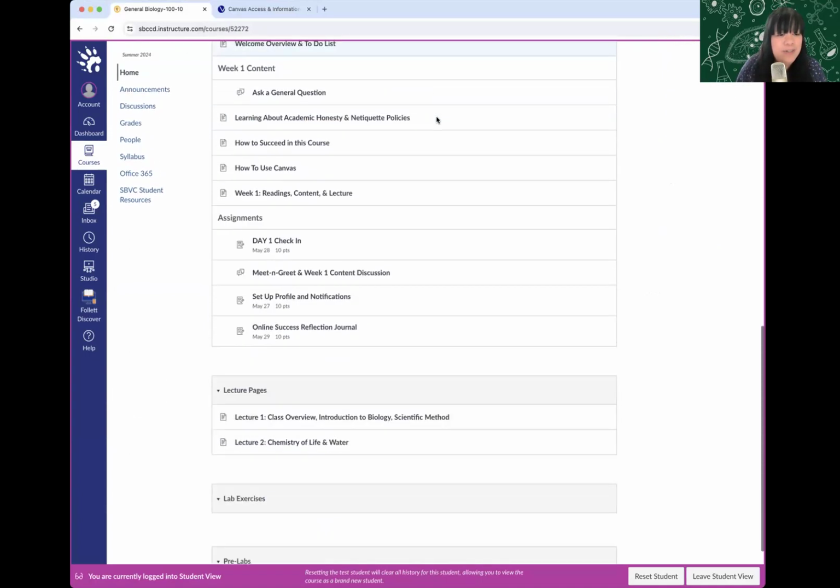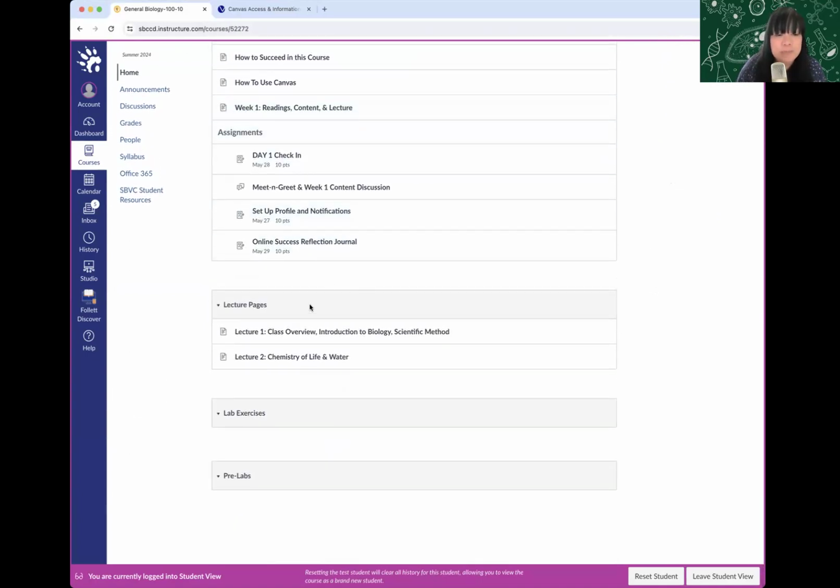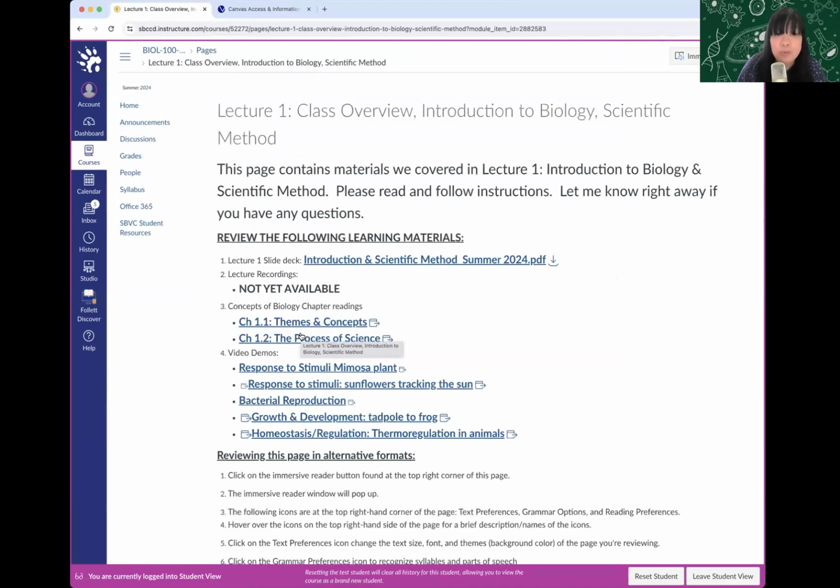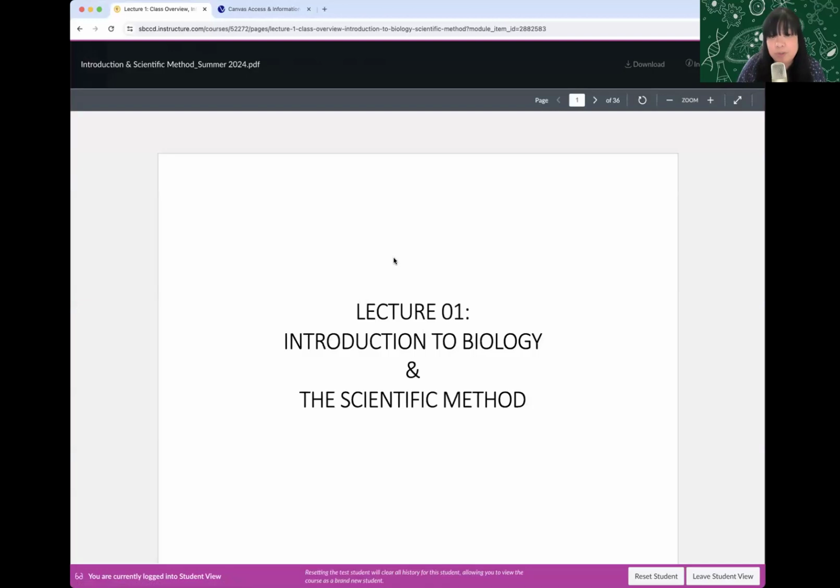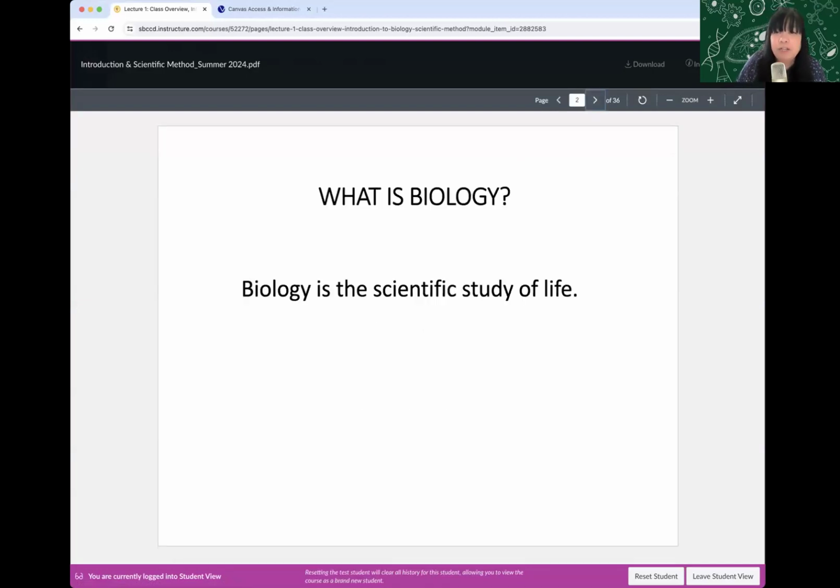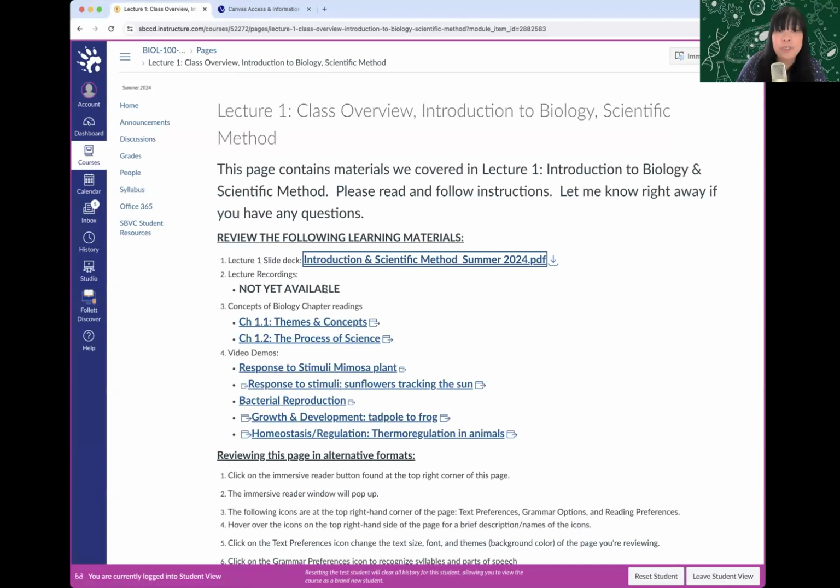And if you go down to the lecture pages module, I'm going to show you an example of what I'm talking about. So this will be lecture 1 page. And this contains material we covered in lecture 1. And then it gives you the subject matter. And again, you're going to click on the slide deck. You'll be able to review it. You can follow along while you're reviewing the recording. The recording is not available yet, but it will be.